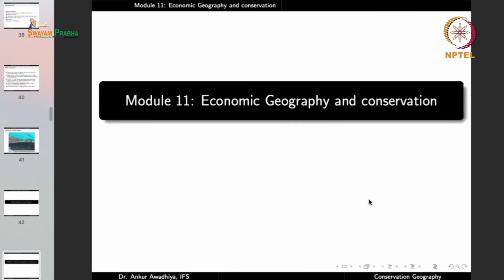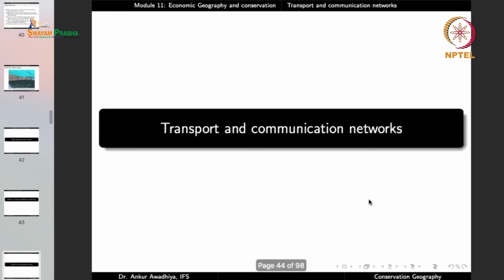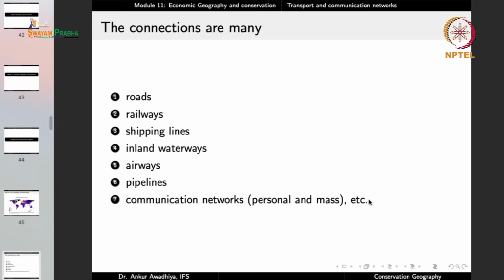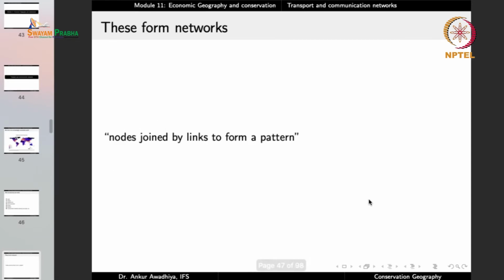Then in the 11th module we had a look at economic geography and conservation, and we began with transport and communication networks. We saw that we are living in an increasingly connected world. The connectivity of various places has improved a lot in the past few decades, and now we are very well connected through several modes. These modes include roads, railways, shipping lines, inland waterways, airways, pipelines, and communication networks such as personal communication networks and mass communication networks. All of these connections are forming networks, which is defined as nodes that are joined by links to form a pattern.